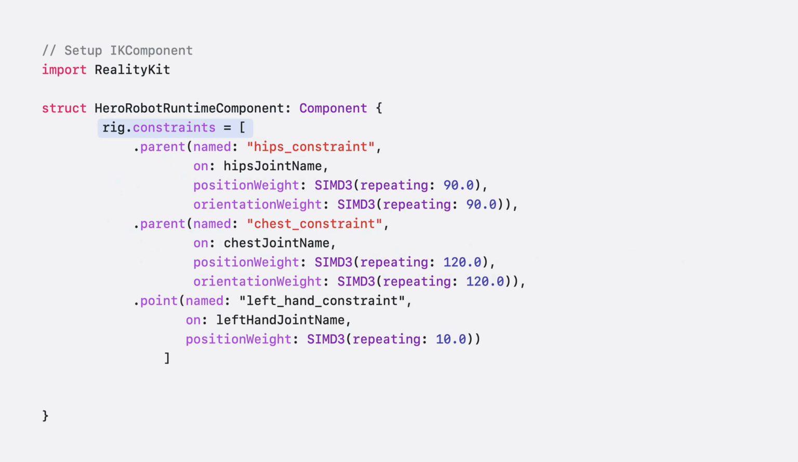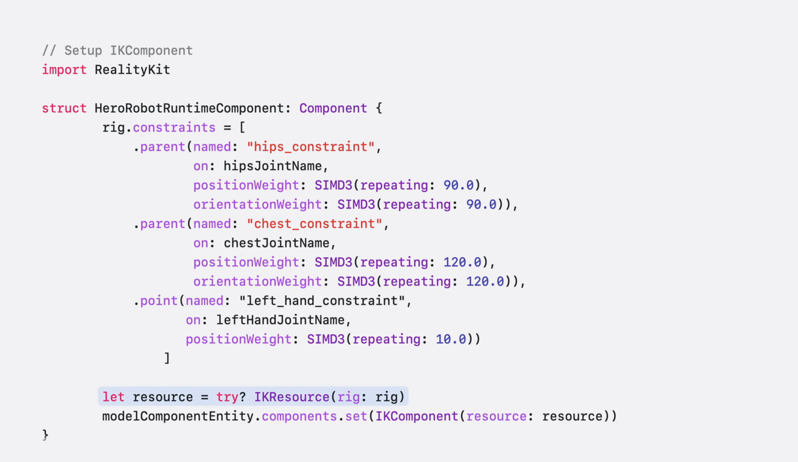Then I'll define constraints for the rig. This example sets up two parent constraints and a point constraint. A parent constraint constrains a joint's position and orientation. A point constraint constrains a joint's position. Next, I'll make a resource containing the rig and add an IK component with the given resource.